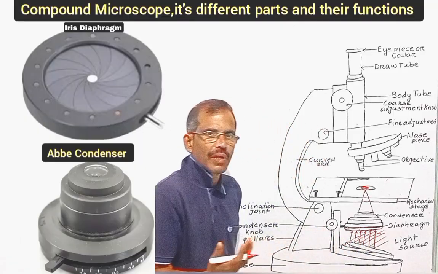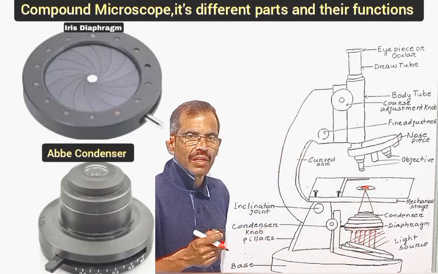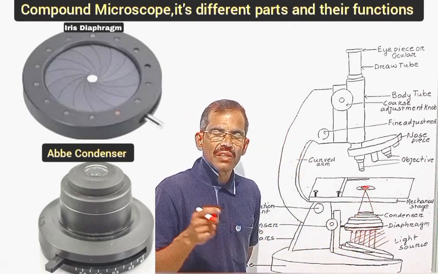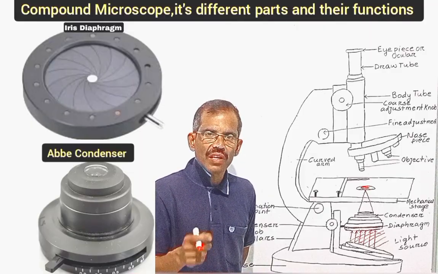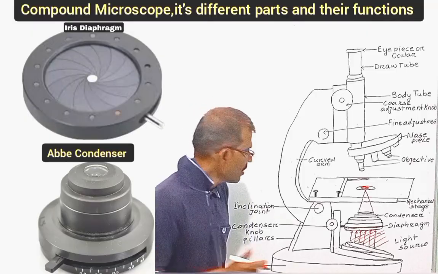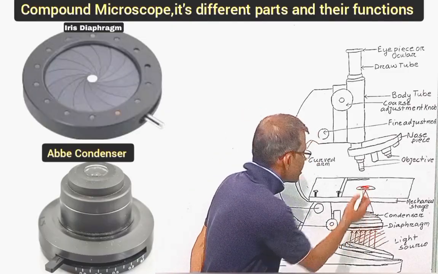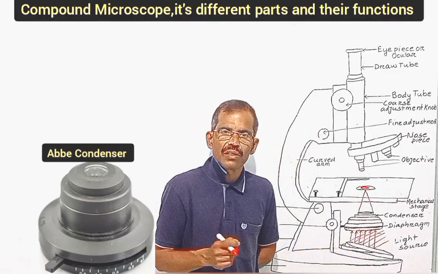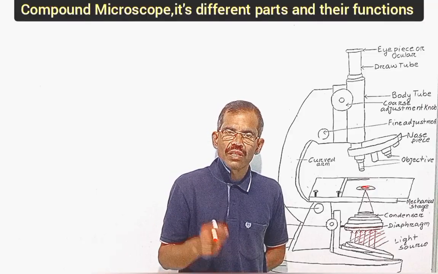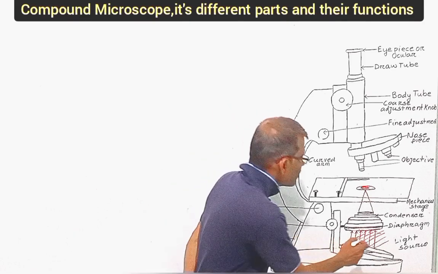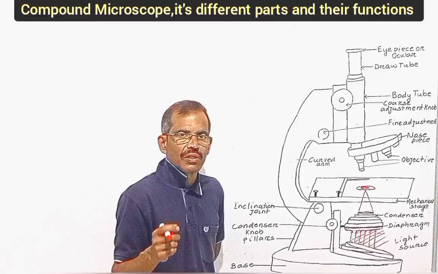When the diaphragm is opened, more light reaches the specimen. As a result, magnification and resolution increase, but field depth and contrast decrease. And when the diaphragm is closed, less light reaches the specimen. As a result, contrast and field depth increase, but resolution decreases. The diaphragm is open particularly when viewing under high magnification.